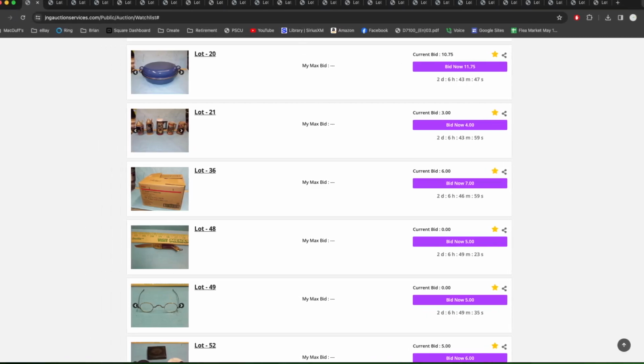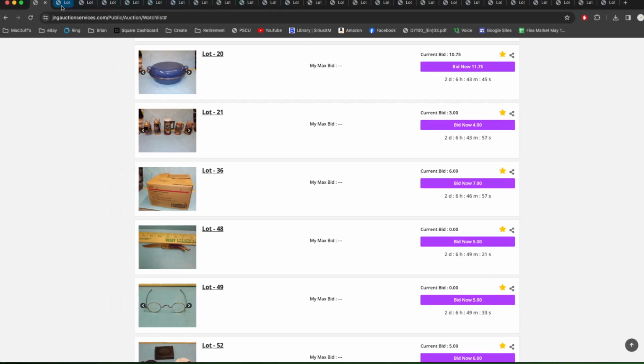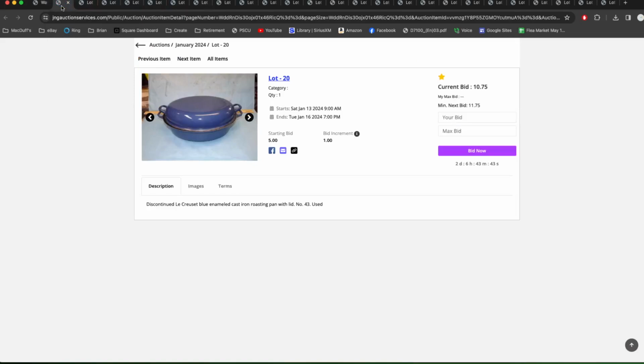All right, so let's see if I put them in order. Maybe I didn't. Oh, yes, I did. So our first one is a Le Creuset. It's a discontinued cast iron roasting pan with the lid. And I'm not sure, but it looks like you can roast in both sides of them, which is pretty cool. So that's the Le Creuset. It's blue. It's used, but those things usually hold their value. This may be worth $50 to $60.